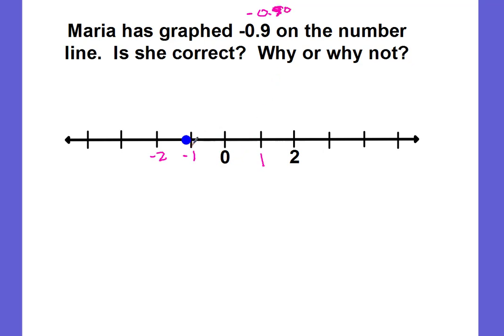So if this is negative $1, is this negative 90 cents? Does negative 90 cents fall between negative $1 and negative $2? It doesn't, does it? It should fall to the right of negative 1, not to the left. So is she correct? No. Why or why not? It should be to the right of negative 1.